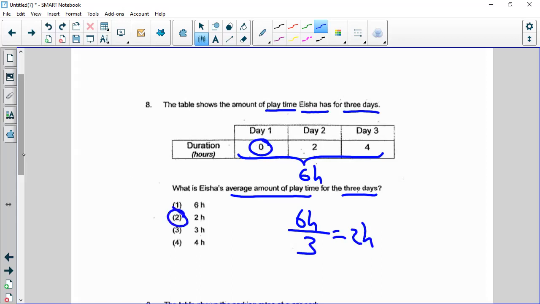So the answer is number 2. Do take note that even though day 1 is nothing, it is still counted as 1 day. So you should take the total hours and divide by the total number of days, including day 1.